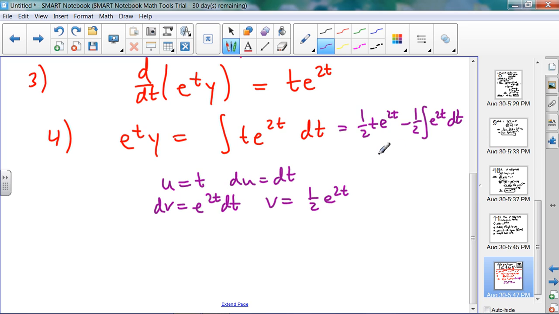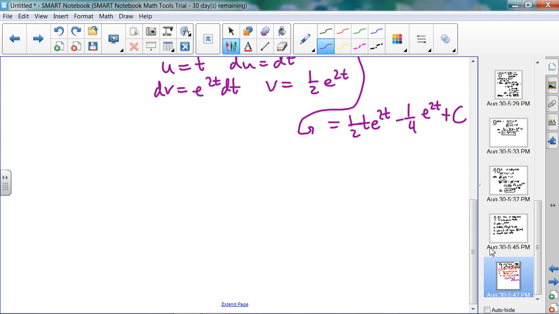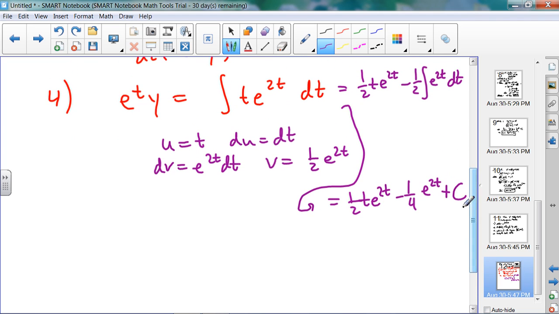So that works out rather nicely here. We have our original product term minus, and we know how to integrate this. We just get another 1/2 e to the 2t. And don't forget the plus c. That's always important to give us our parameter. All right, so we have our left-hand side, we have our right-hand side, so we can solve for y of t pretty easily here. We're going to divide through by e to the t.